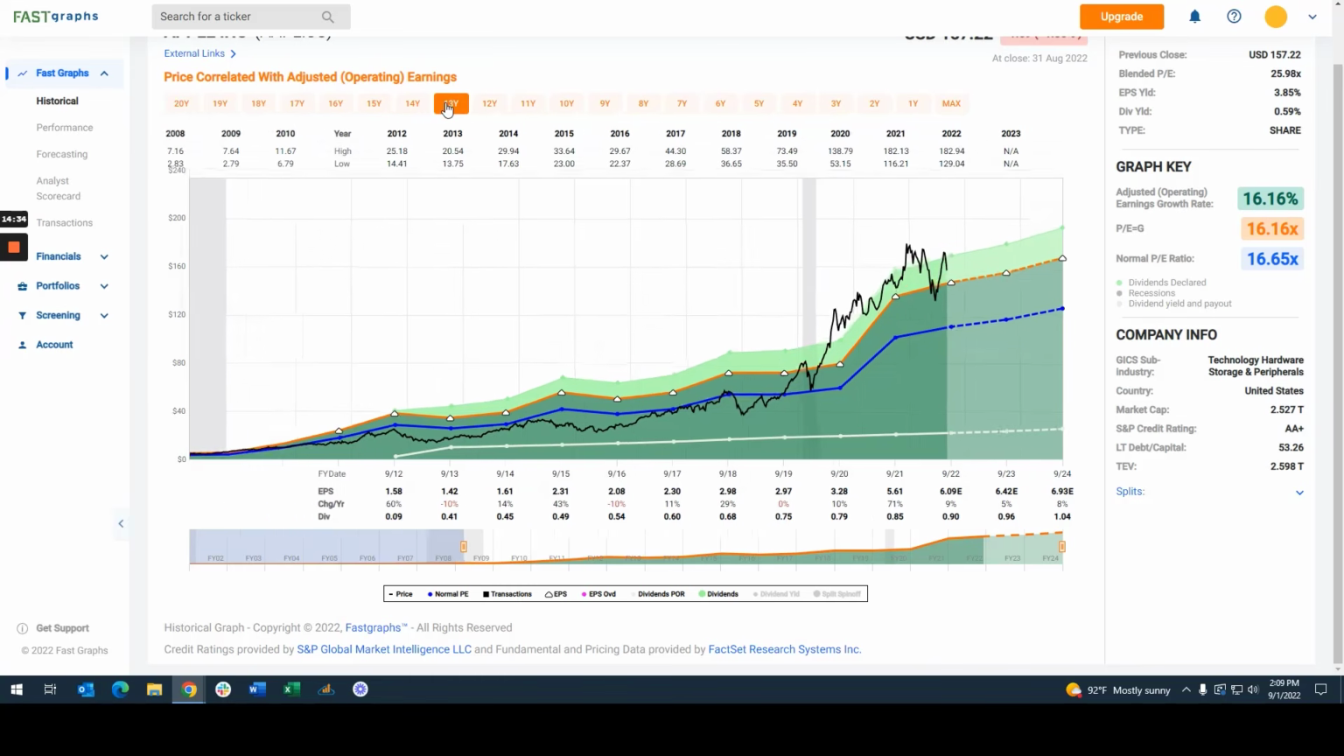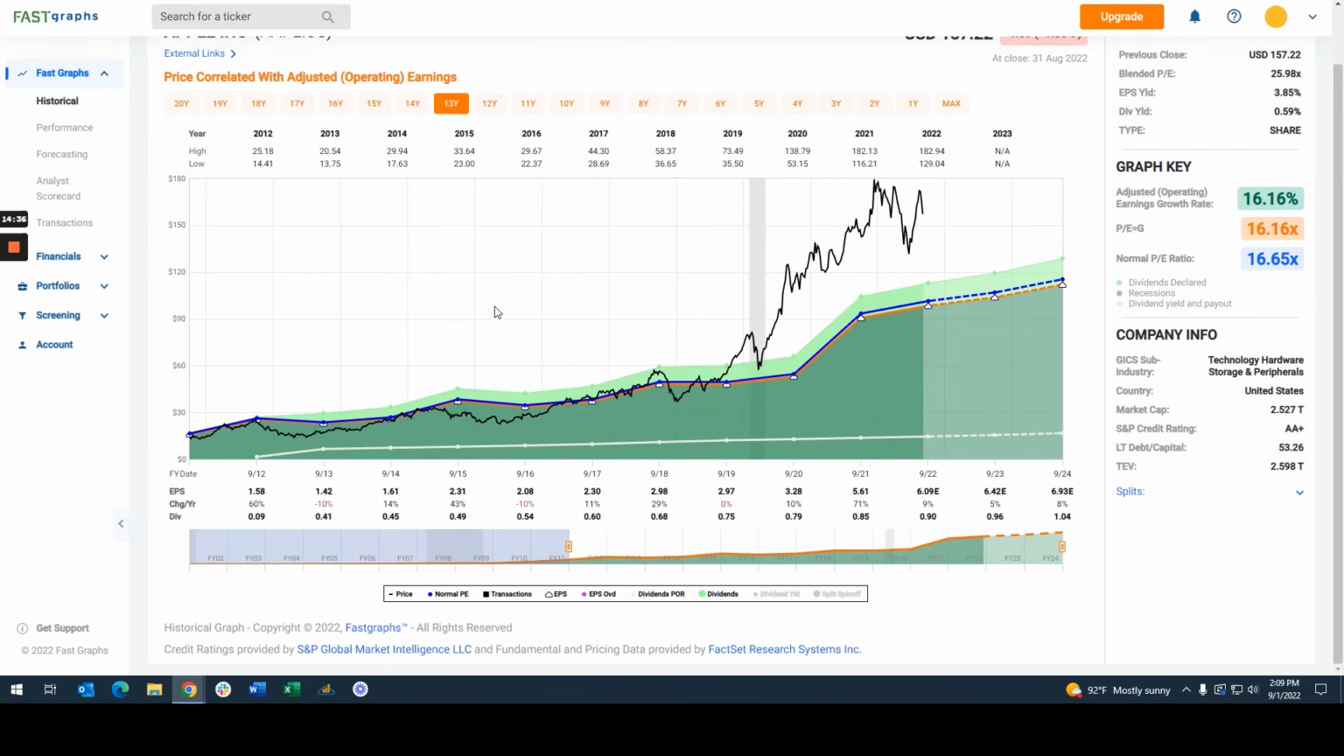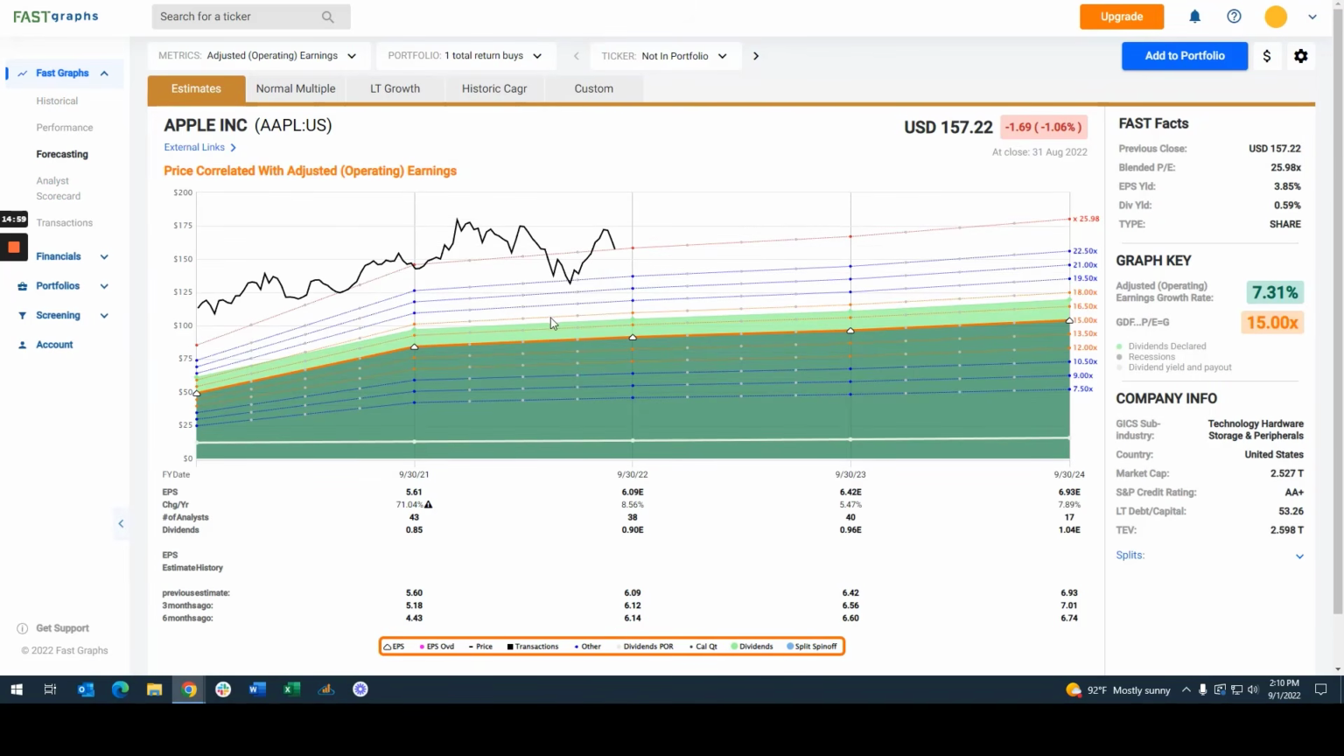Again, if I use the time frame feature here, all of a sudden we can see the normal PE going back to 2012, or just the end of 2011, has been about 16, and it's currently trading at 25. So that would indicate a very high valuation, even for a company that's growing at 16%. Now, you still have to make your own decision. You still have to decide whether you're willing to pay it or not.